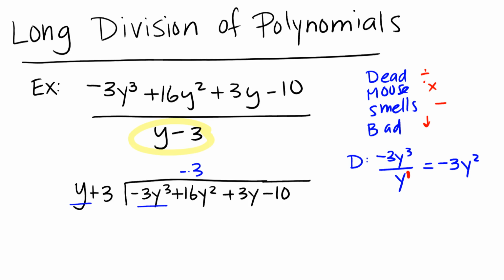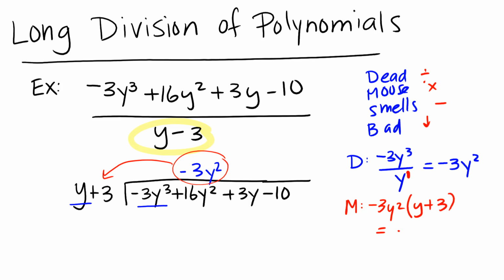And I like to line up, it doesn't matter, but I like to line up so that my degrees are the same. So the y squared is going to go above the y squared. That lets me know when I'm done. The next step is to multiply. So for the multiply step, we're going to take that negative 3y squared and multiply it by our divisor, y minus 3. Do that off to the side, that's negative 3y cubed plus 9y squared. Oops, minus 9y squared.